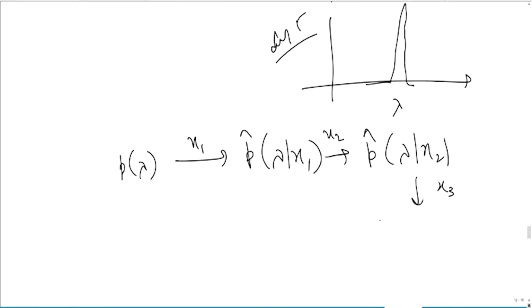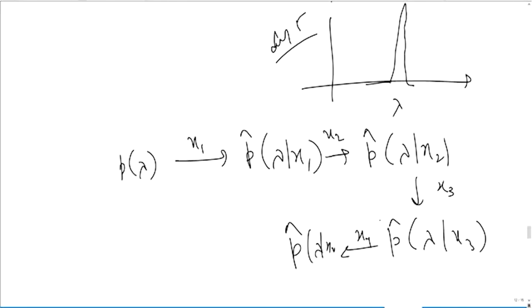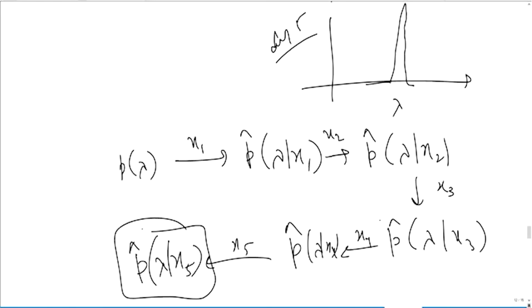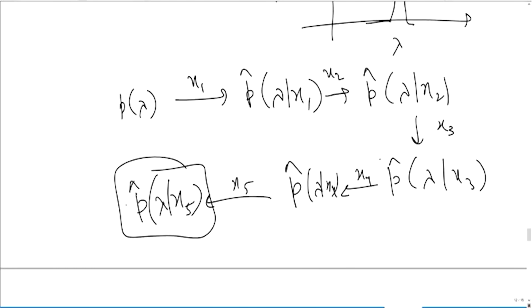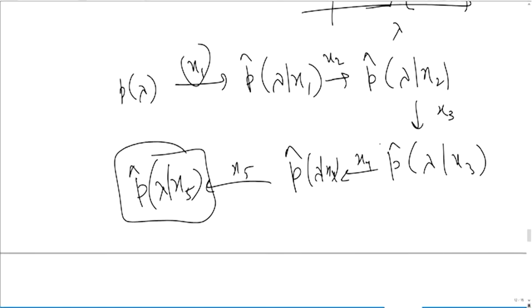x1, x2, x3 are the data points in each experiment. Let's say x4, you compute P of lambda given x4. Let's say x5, you compute P of lambda given x5. So let's say this is the posterior after you have conducted 5 experiments, or we have observed some data on 5 days, x1, x2, x3, x4, x5. So this is the posterior.